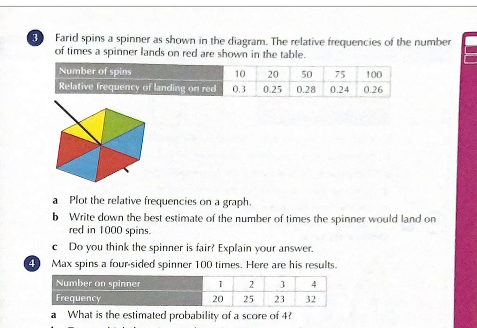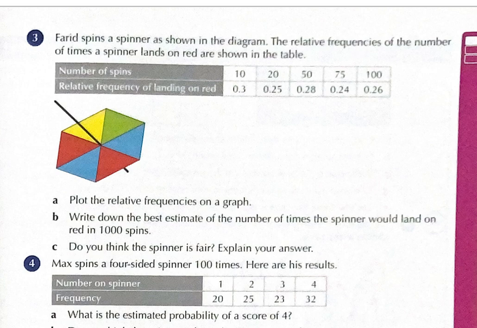For number 3, read number 3. Parts from the spinner are shown in the diagram. The relative frequency of the number of times the spinner lands on red are shown in the table. Relative frequency means experimental probability.